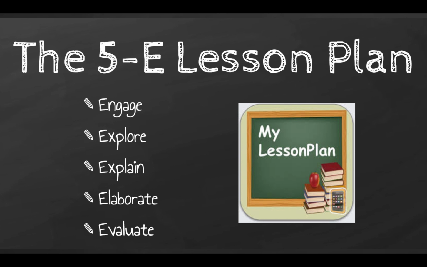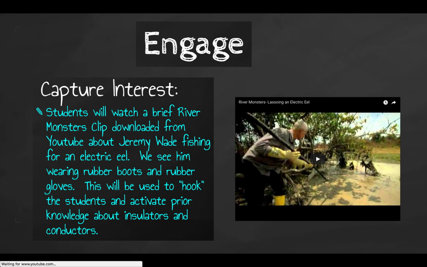The 5E lesson plan follows 5 different portions: the engage, explore, explain, elaborate, and evaluate. In order to begin with the engage portion, students are going to watch a video clip from River Monsters where Jeremy Wade is fishing for an electric eel. This is intended to activate their prior knowledge about insulators and conductors.